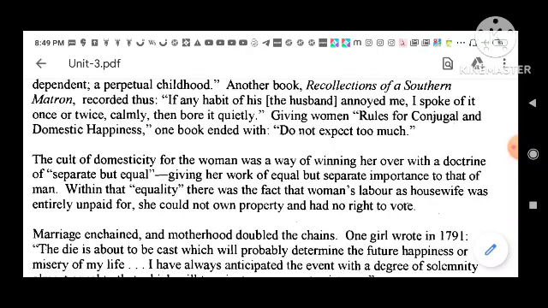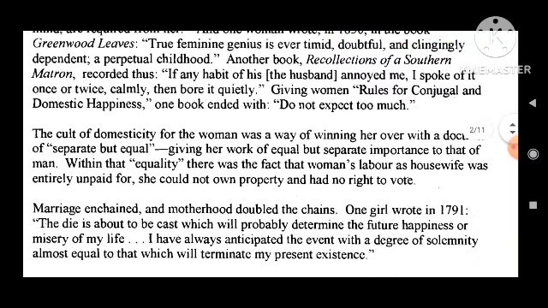Within that equality, there was the fact that woman's labor as housewife was entirely unpaid for. She could not own property and had no right to vote.